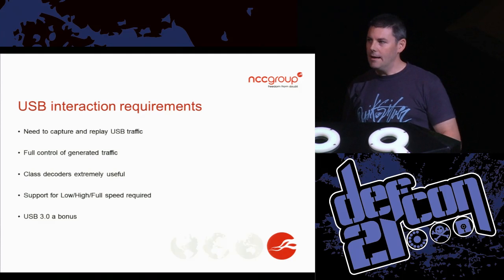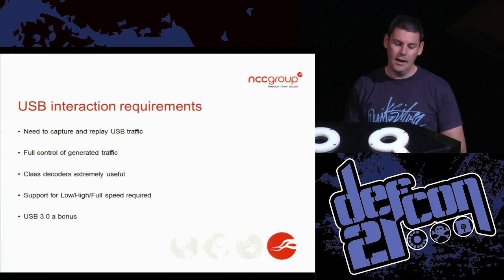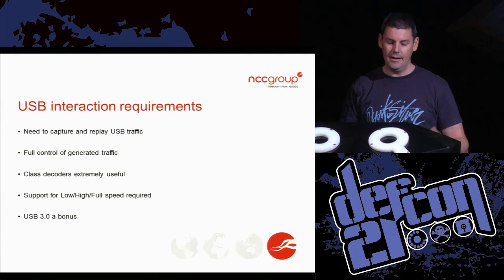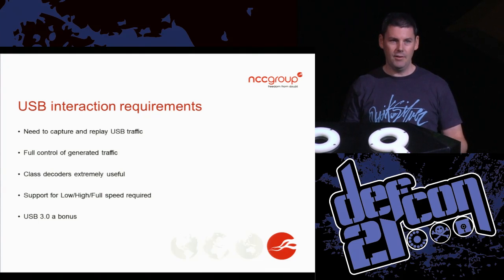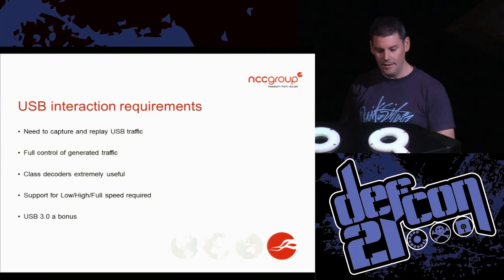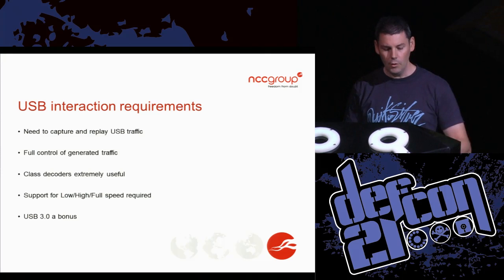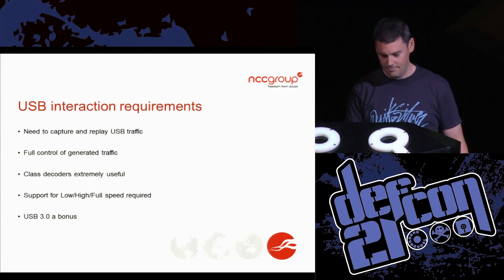Each of the different USB classes has got its own detailed spec document to explain how that class-specific data transfer occurs. We don't want to have to go to the spec every time we do a packet capture. So if we've got a class decoder for each of the USB classes, that's really useful. We want to be able to support different speeds. USB 3 super speed would be fantastic.